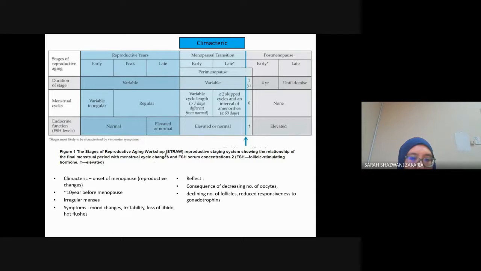Stages of reproductive aging. Okay. Showing the relationship of the final menstrual period with menstrual cycle changes and FSH serum concentration.